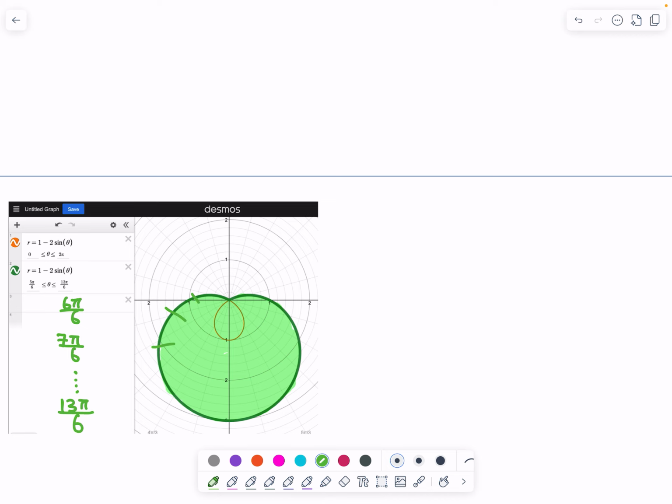You can see that they will sketch this one piece at a time, and then when you reach 13 pi over 6, they will finish the entire outer loop. I want you to take advantage of this in decimals. So that helps you to determine the lower and upper limit.